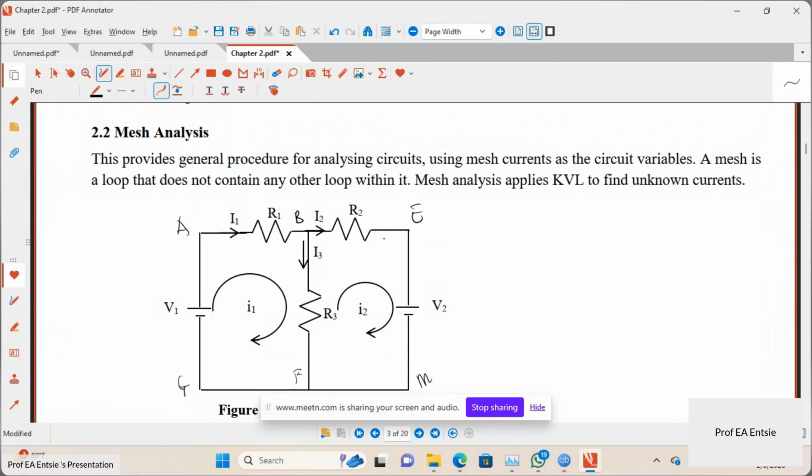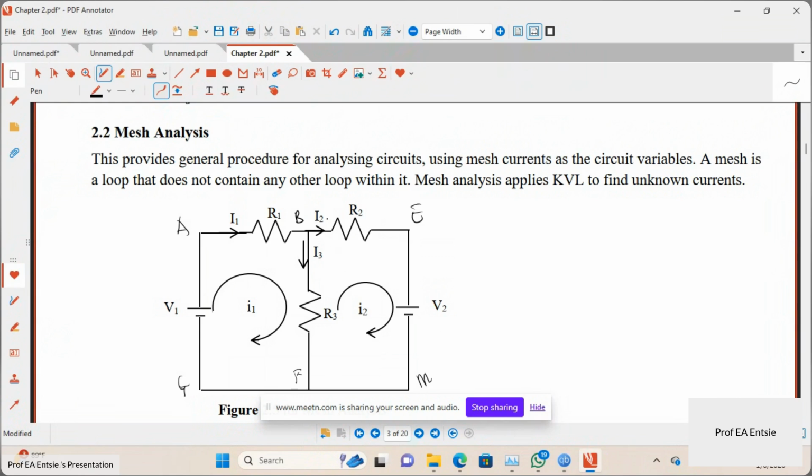In mesh analysis, in each of the loops we apply the same direction and the same current for the whole loop. So what we mean is we will say that the current in A, B, F, G, A is I1. Are you getting the concept? Then the current through this whole loop B, E, M, F, B is I2.